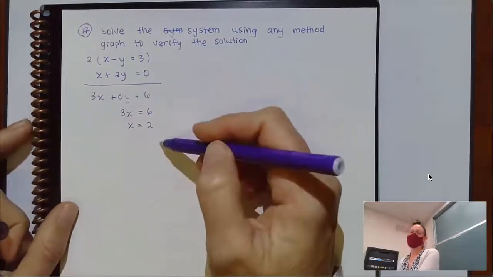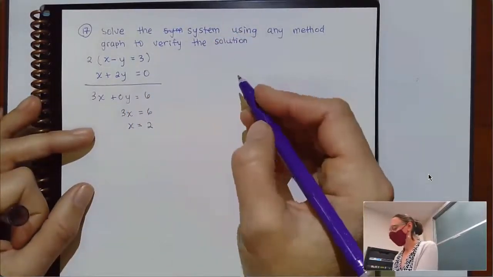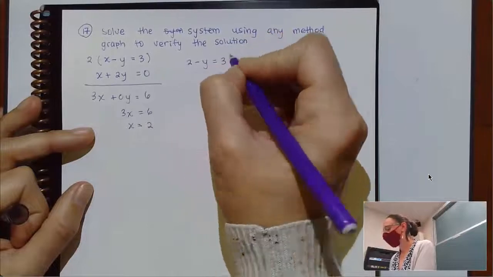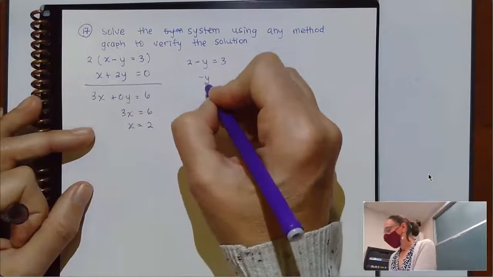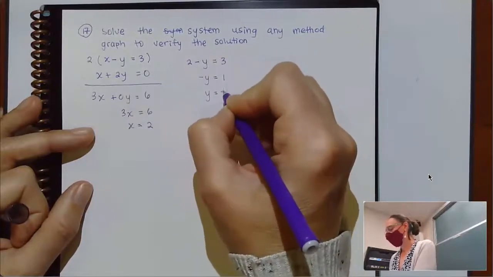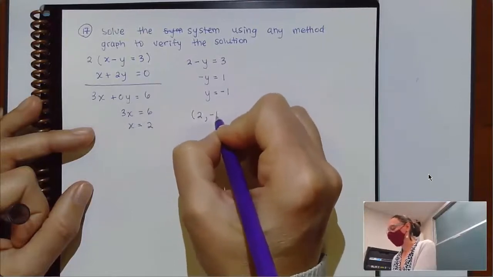Then I can plug that into either of the other 2 equations to get the y value. I'm going to choose the top. So 2 minus y is equal to 3. Negative y is equal to 1. Y is equal to negative 1. So my solution as an ordered pair would be 2 comma negative 1.